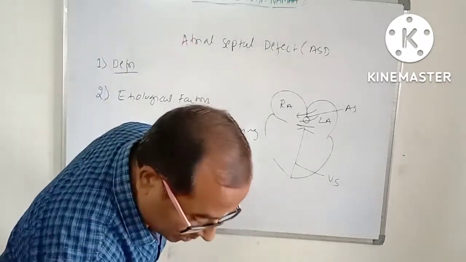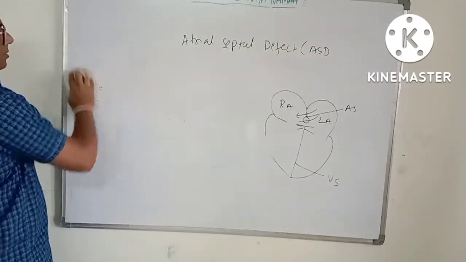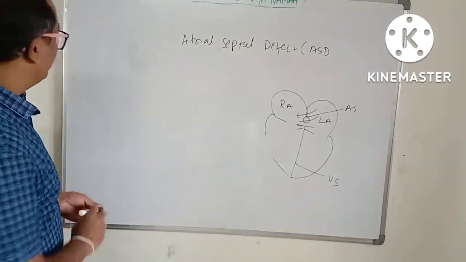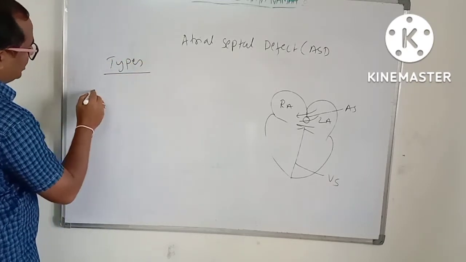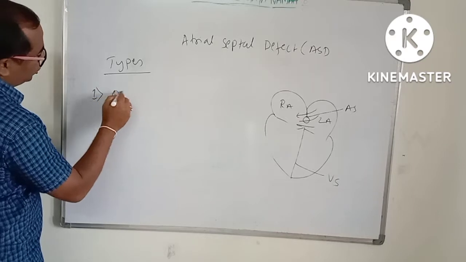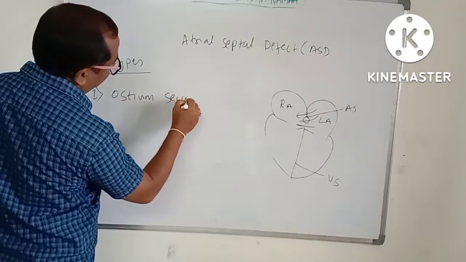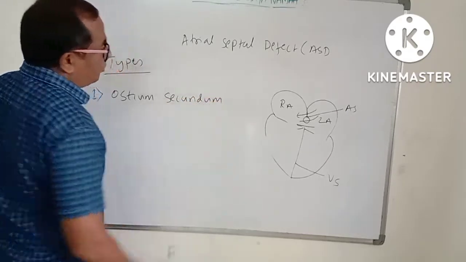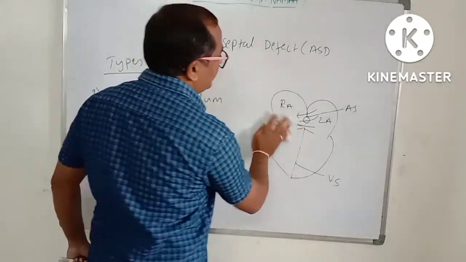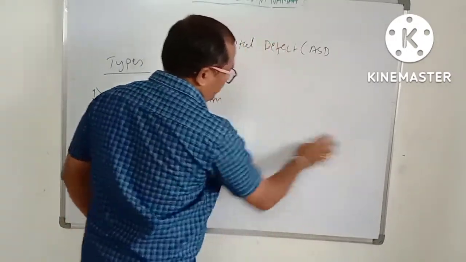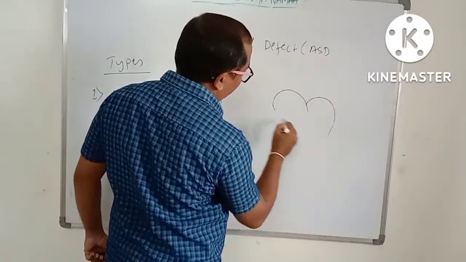Okay, so now let us see what are the types of atrial septal defects. Types of atrial septal defect. First is ostium secundum. So when we call ostium secundum, when the abnormal communication, that is a defect, is present, depending upon the location of the defect, three classifications have been made.